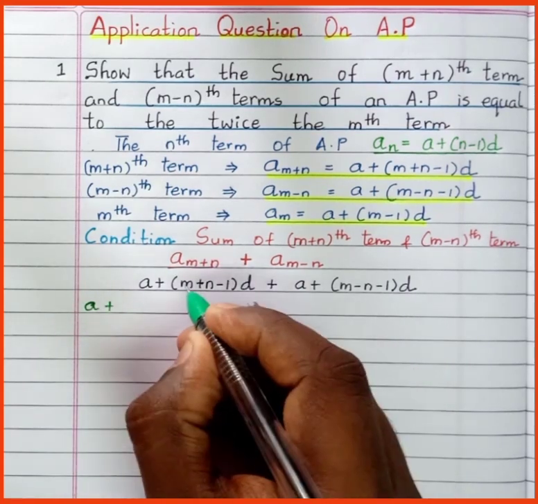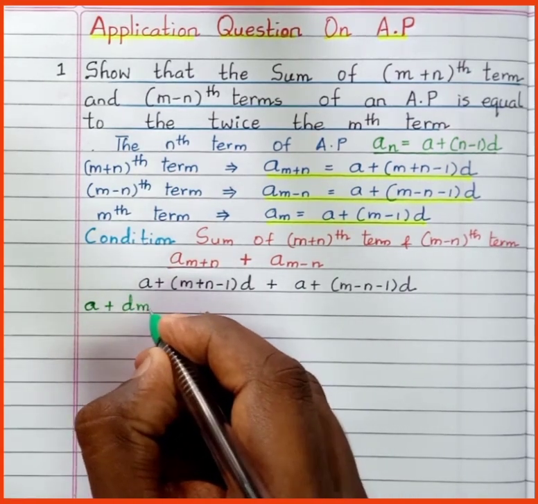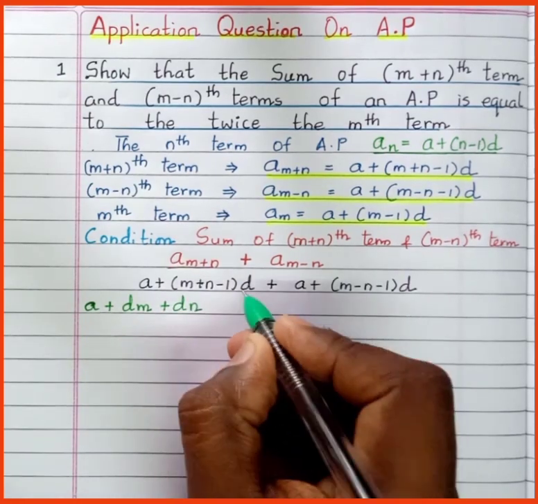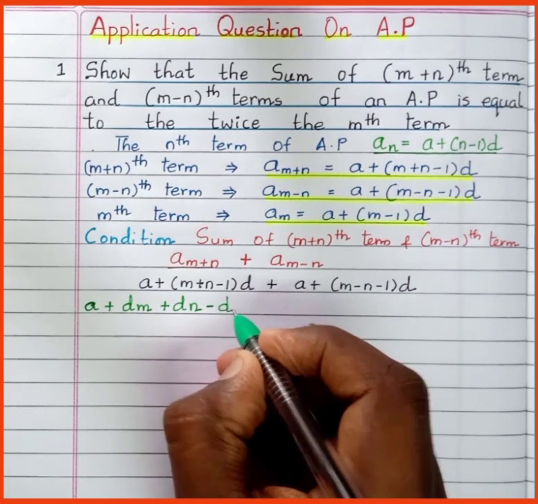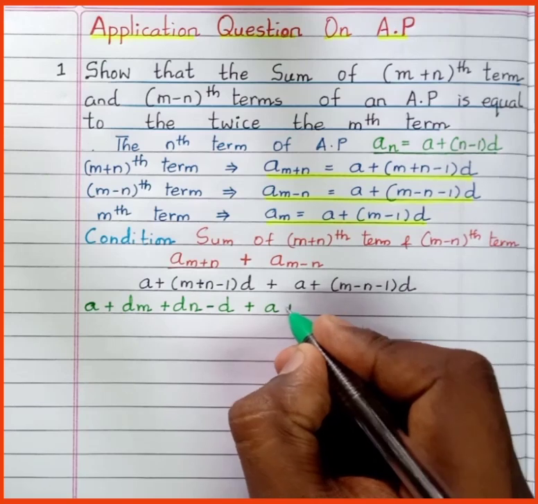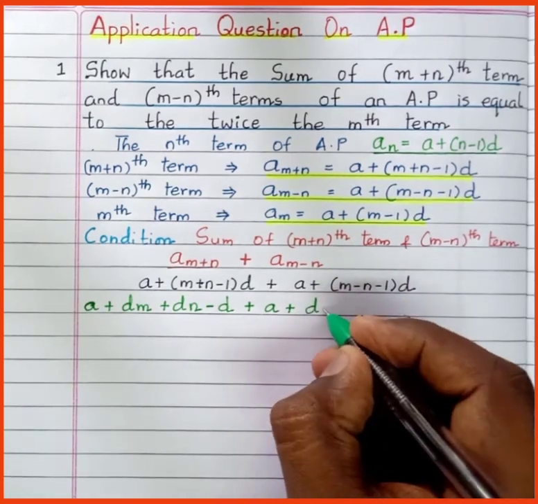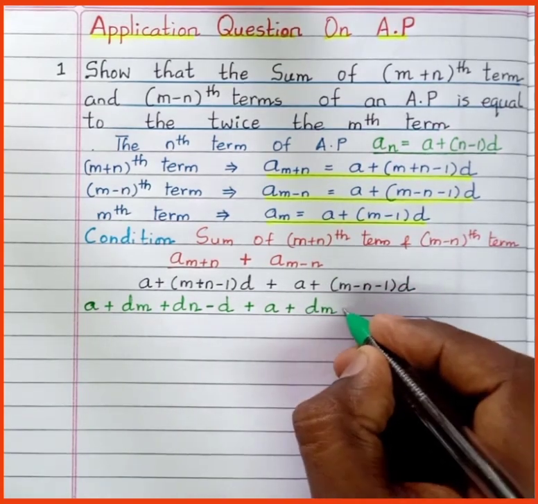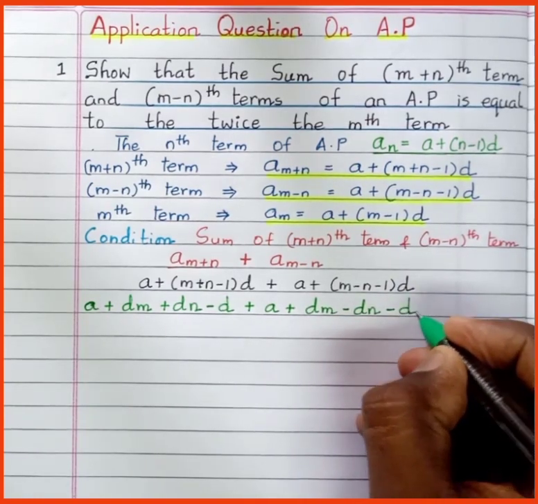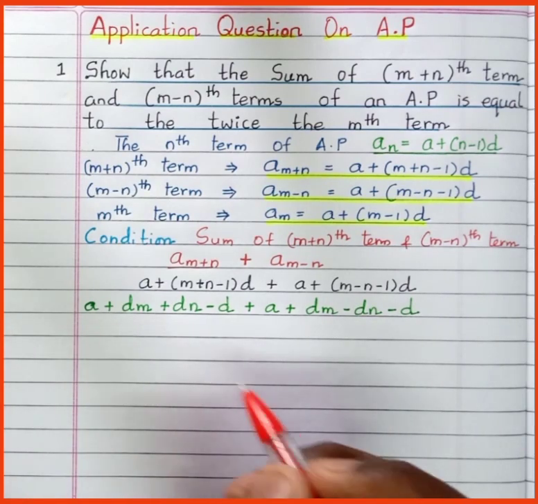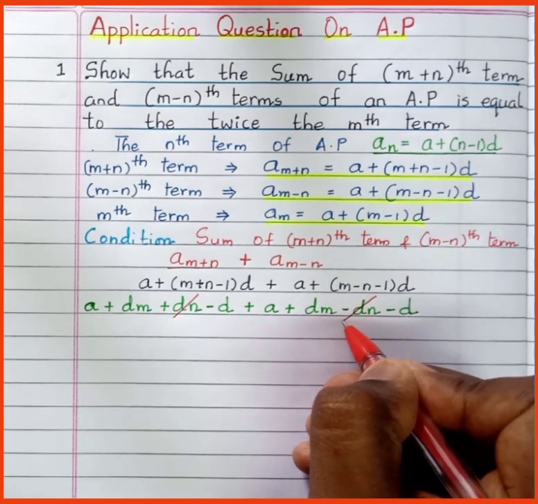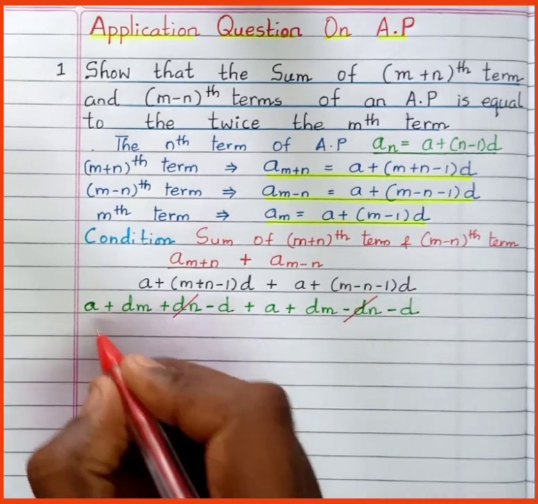What we get is d into m is dm. The same way, d into n is dn. In the same way, d into 1 is d, that is plus into minus, minus d. The same way, a plus dm, plus dn, minus d; and a plus dm, minus dn, again plus into minus, minus 1 into d is minus d. Now, if you observe, plus dn and minus dn will cancel out each other.